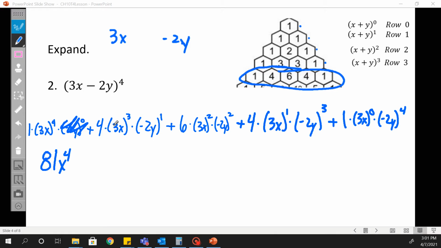Okay, next we got 4 times 3 cubed, and then times negative 2, and that's x cubed y. So 4 times 3 cubed times negative 2. So 3 to the third times 4 times negative 2, that's negative 216 x cubed y.